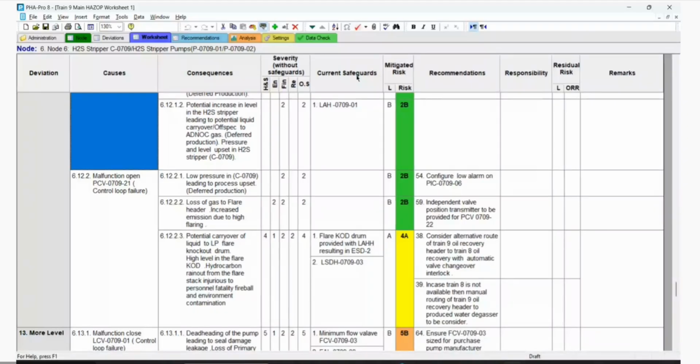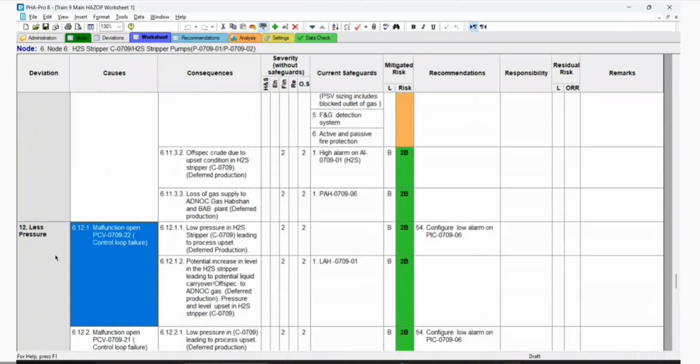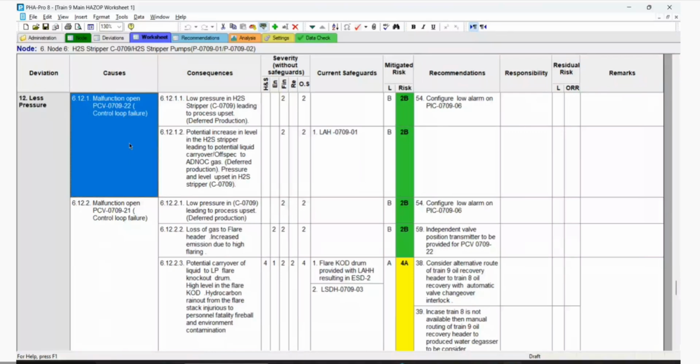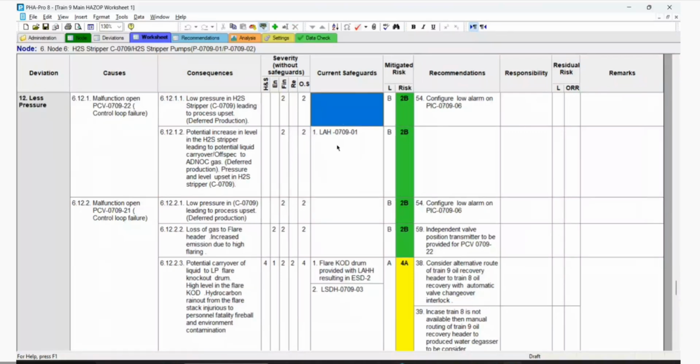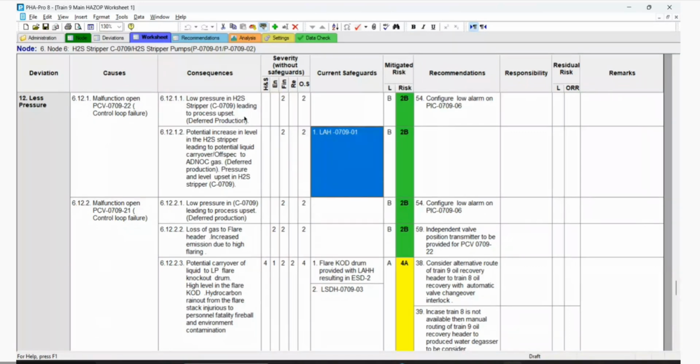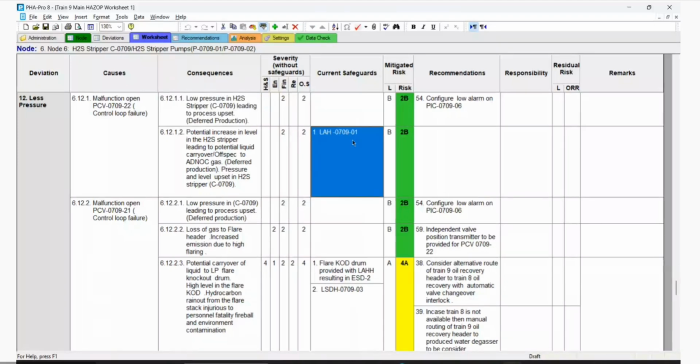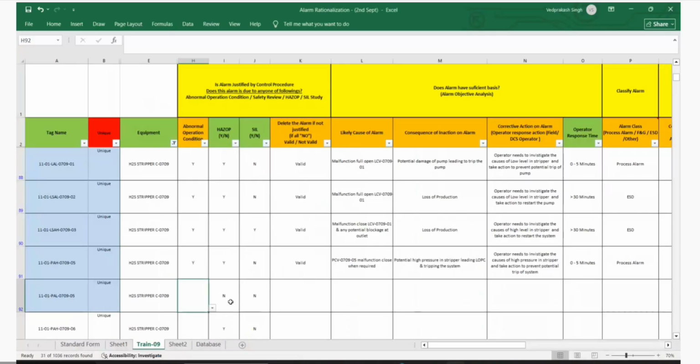It should be there. PAL. Should be there on low pressure. Go to pressure low. Again, this is malfunction open, right? Where is your low pressure here? Where is current safeguard? I don't know why they put LAH there. It should be PAL. Yeah. Although, of course, this is a valid alarm. It's valid.